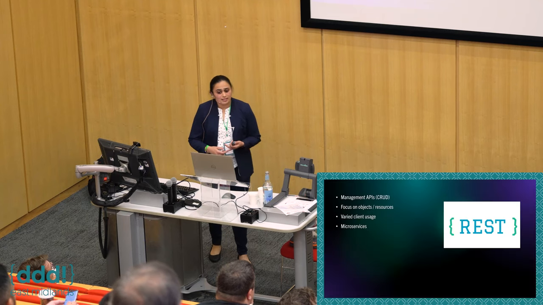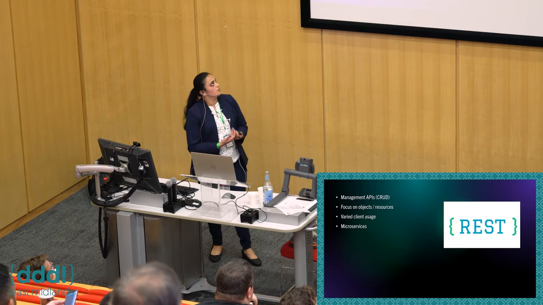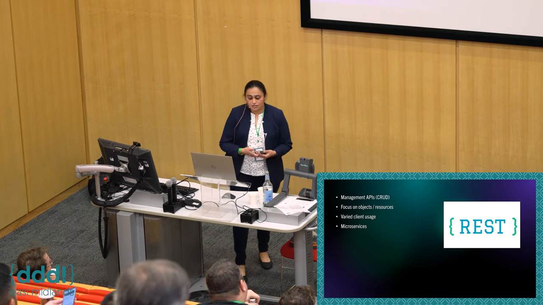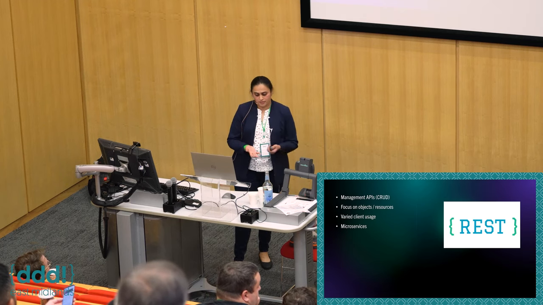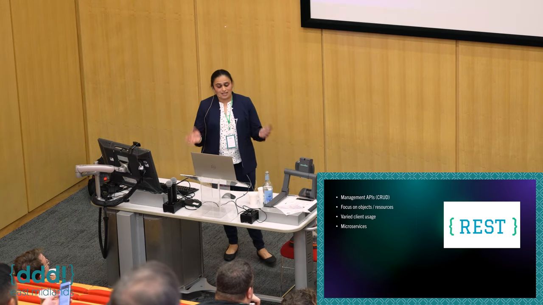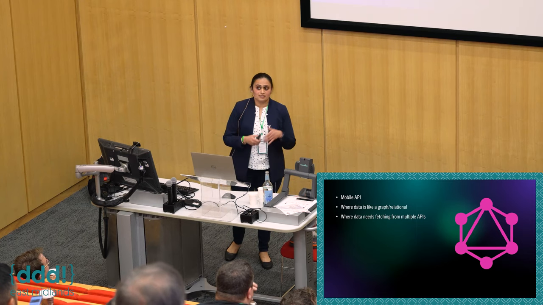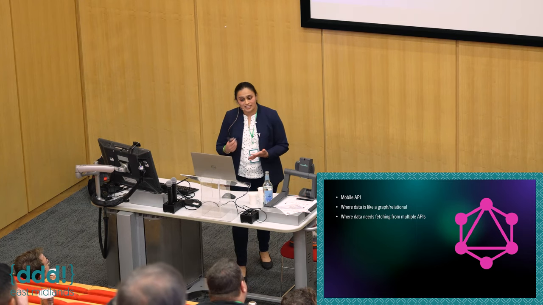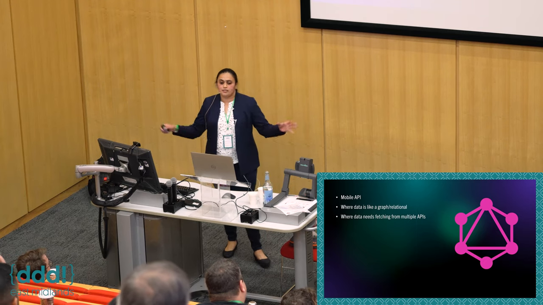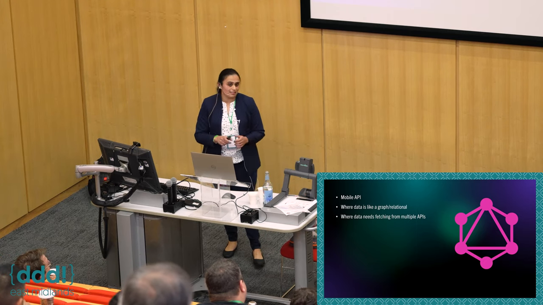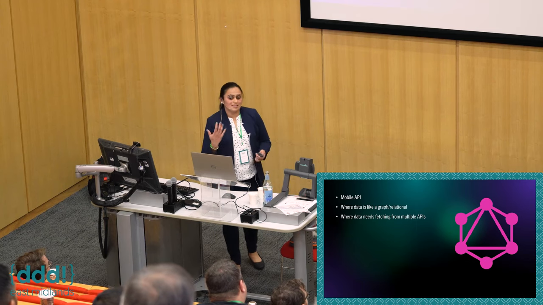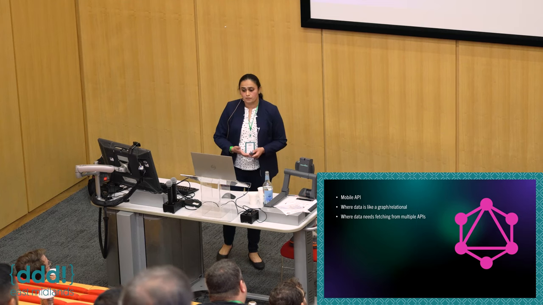If you have management APIs, which focuses on objects or resources, REST can be a good choice. Where you have varied client usage, REST can be a good choice. Microservices, REST is a good candidate. With GraphQL, it is designed for mobile APIs where data is like a graph or relational. It can be really good. If you want to fetch or aggregate data from multiple APIs, again, GraphQL can come into help. Something like a gateway or something called schema stitching can help in here.